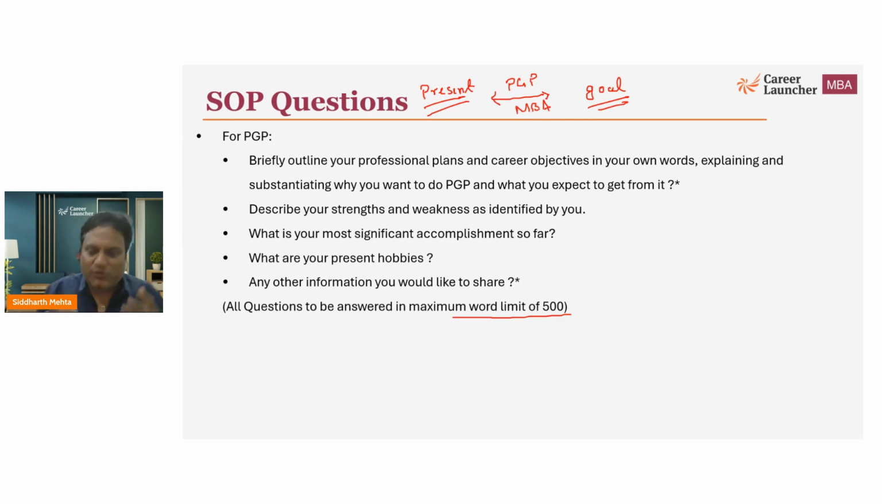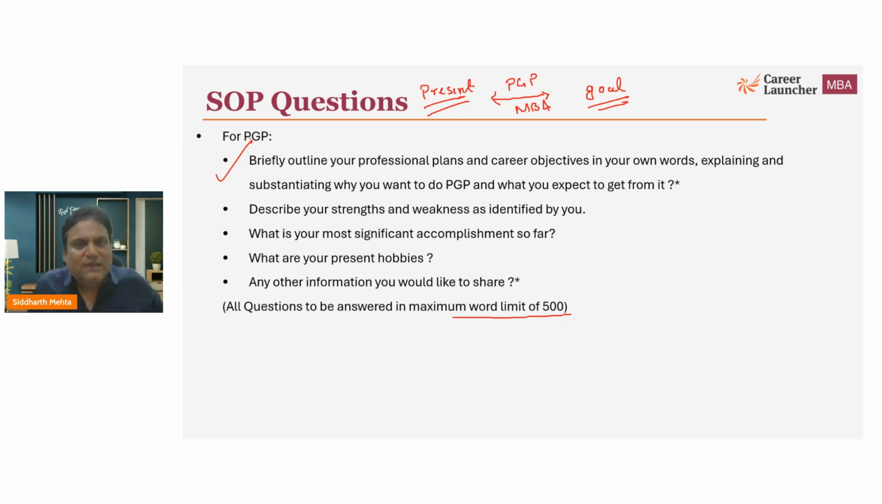What is your present scenario? That is something which will have your academic qualification, the work experience, the skill sets, the strengths. This is your present. There is something which you want to reach, that is your goal. You need to tell how PGP acts as a bridge between your present and the future. That is your question number one.